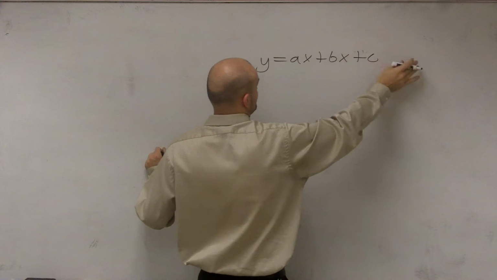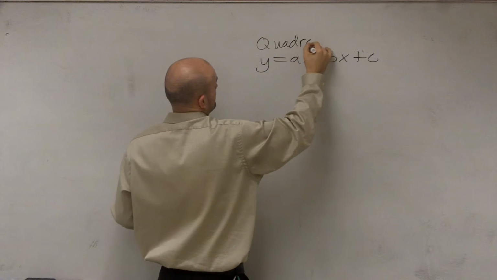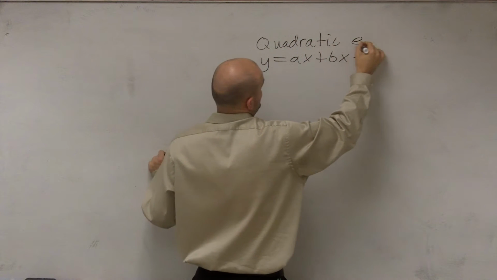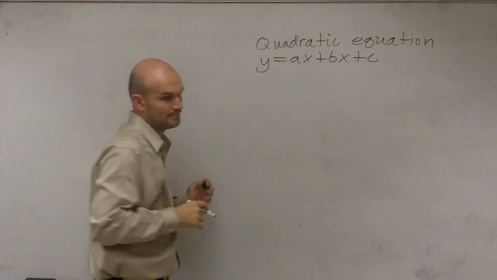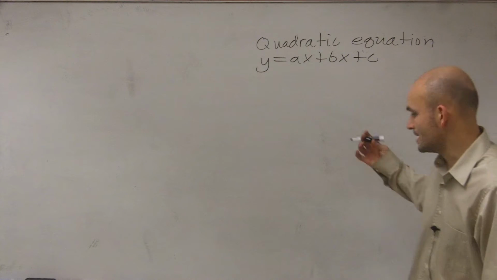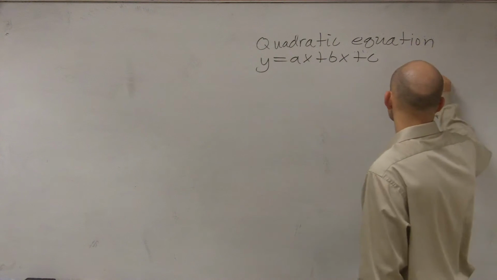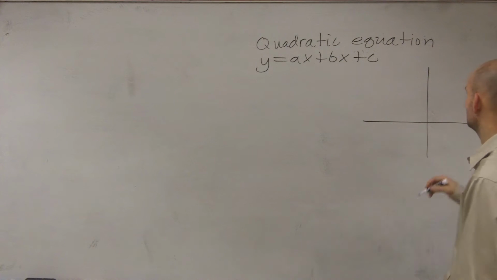Okay? And that is your quadratic equation. Okay? That's a quadratic equation right there. All right? Y equals that. Okay, now that produces a graph that looks like this.